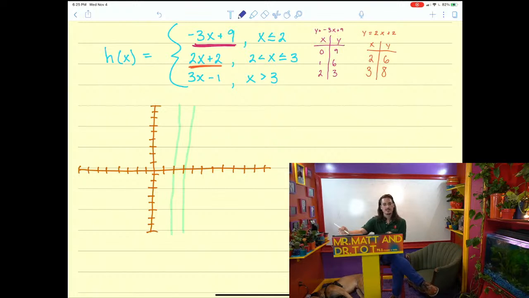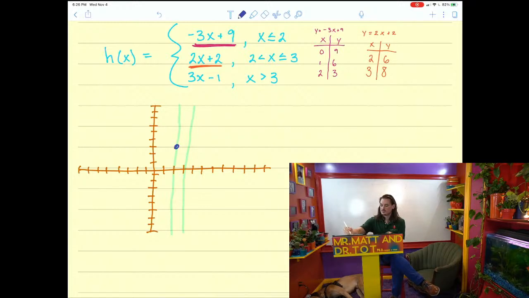When I plug in positive 2, I get positive 3 because negative 3 times positive 2 is a negative 6. Negative 6 plus 9 is going to give you a positive 3. So graphing this, we're going to be inclusive because it's less than or equal to positive 2. So we're inclusive to positive 2. That's going to be a solid dot. At x is equal to 2, y is equal to 3.